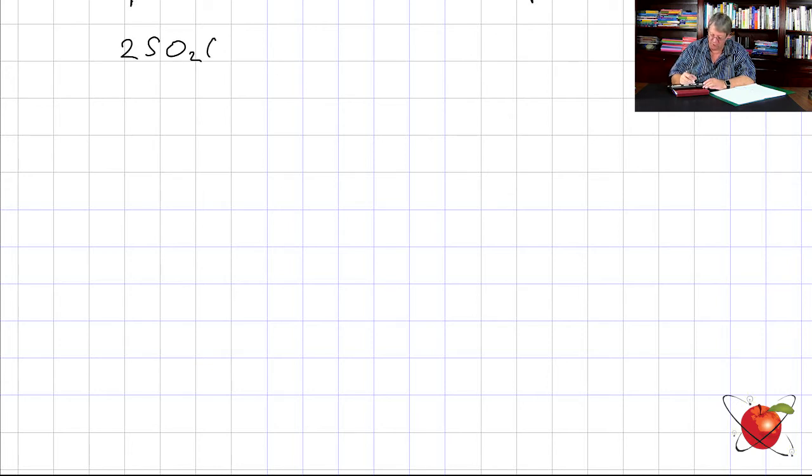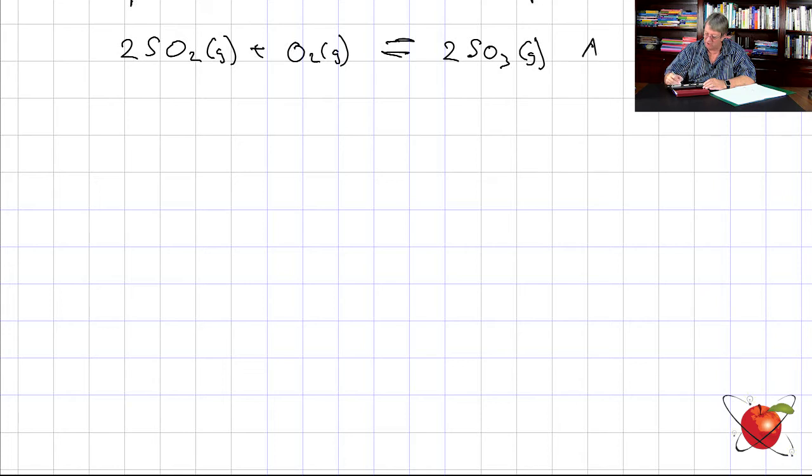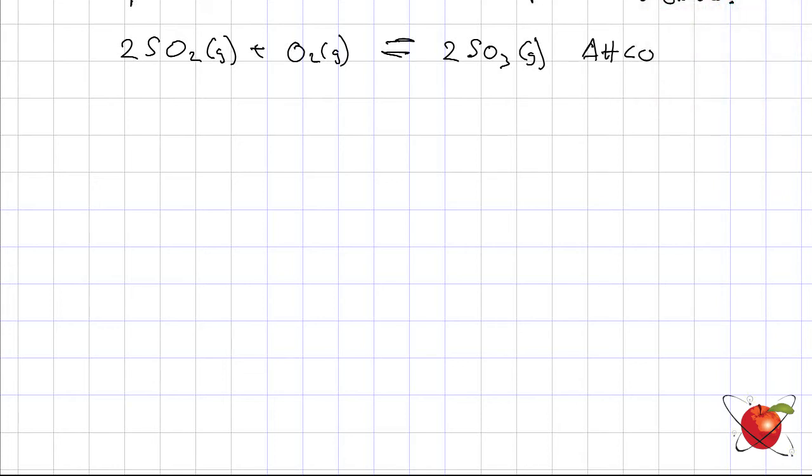2SO2 gas plus O2 gas going to 2SO3 gas, that's a real reaction. Delta H less than 0. All right, so what do we do? Let's look at pressure and temperature.